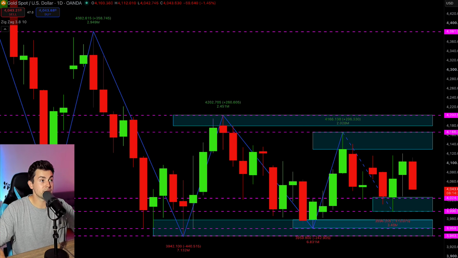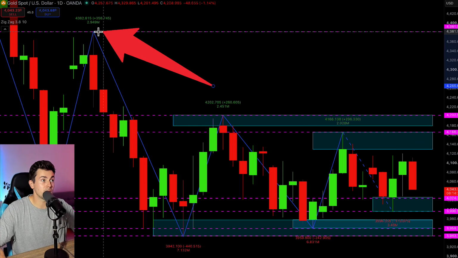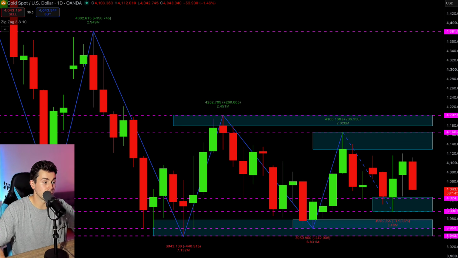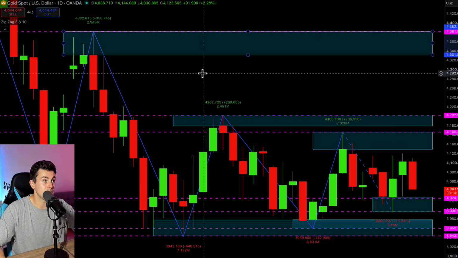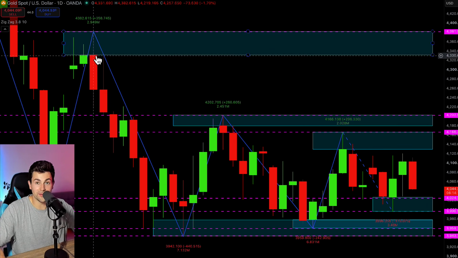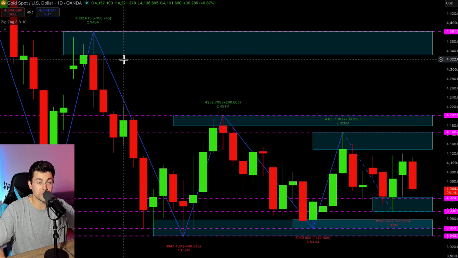Now let's take this key resistance. You can see that we have a major key resistance level here. Following the rules, our key resistance zone will look like that. I just take the candle opening level as the lower boundary of that resistance zone.